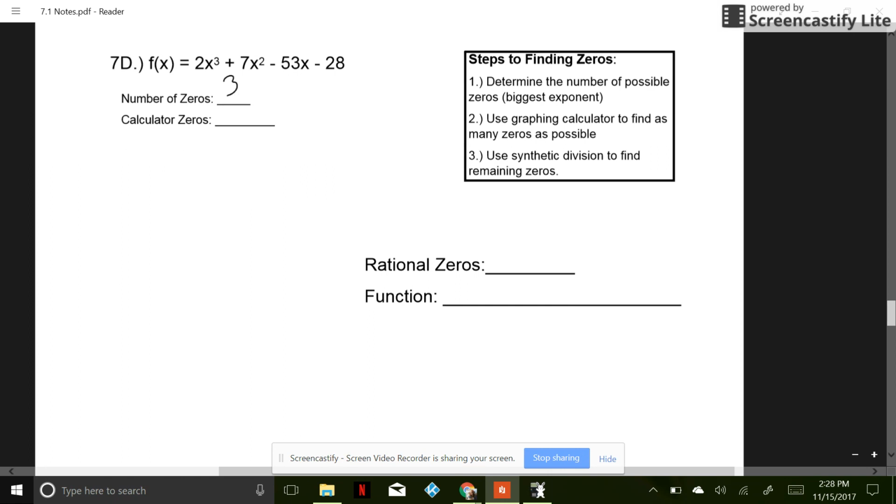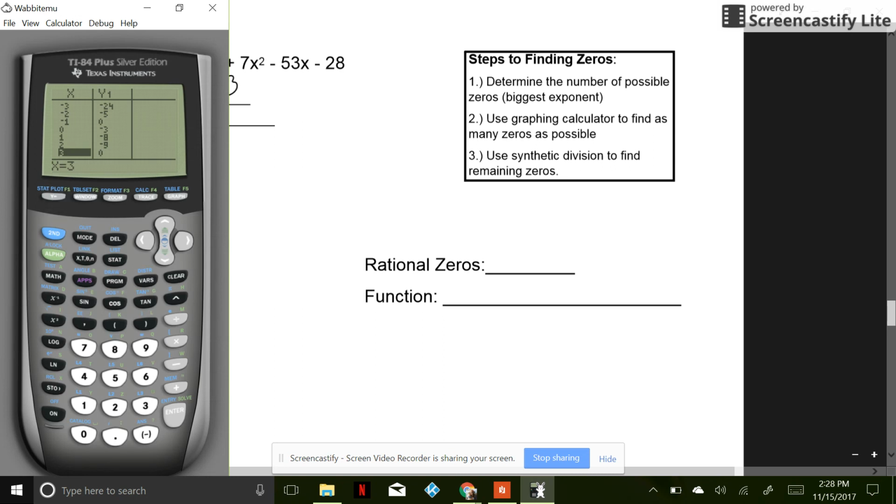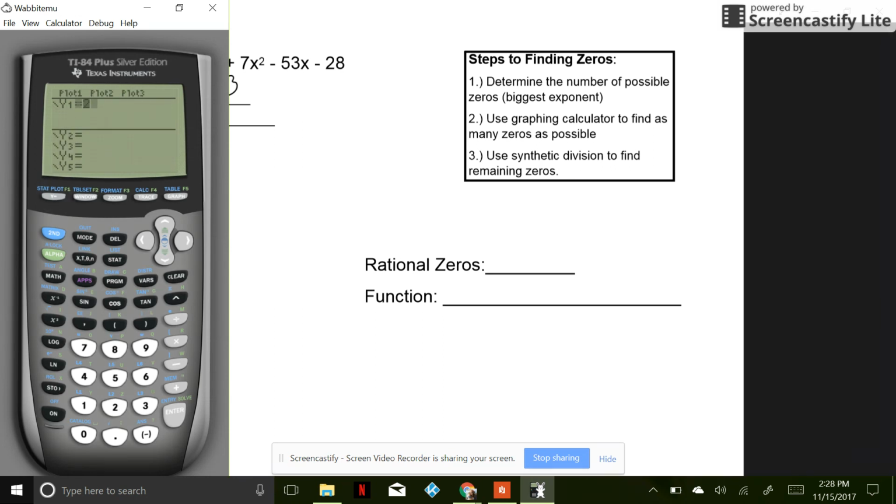Largest number of zeros we could have is 3. Now we want to graph it. We got 2x to the third plus 7x squared minus 53x minus 28. Graph it. You can see 1, 2, 3. Let's check it out. 2 of them to the left of the y-axis, 1 to the right.